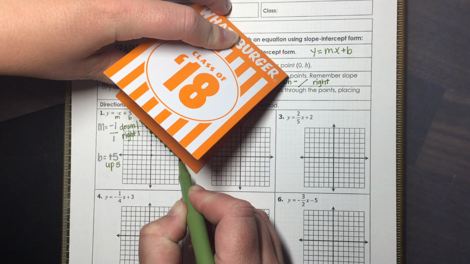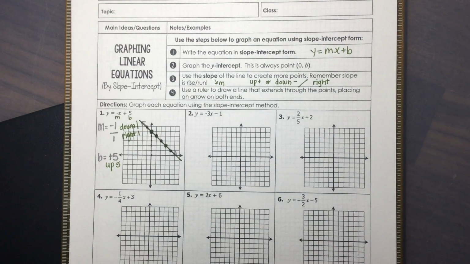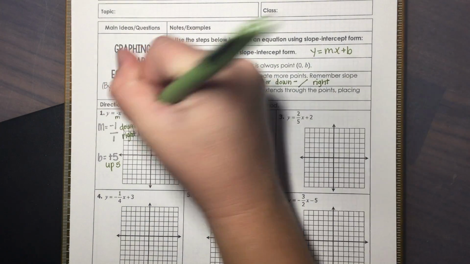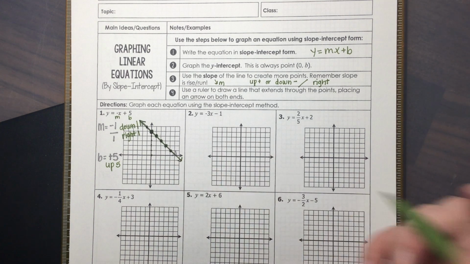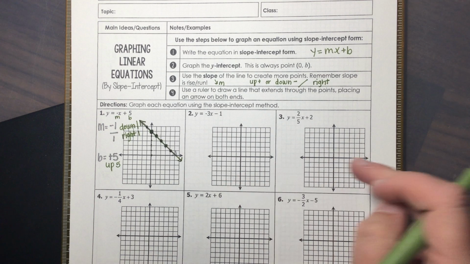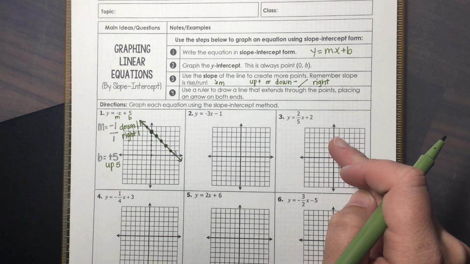So I'm using some type of straight edge, and I'm drawing my line there. Then I add my arrows on the end, and I now have my function, all right? So let's go ahead and look at number 2, and then we're going to go ahead and do number 3.